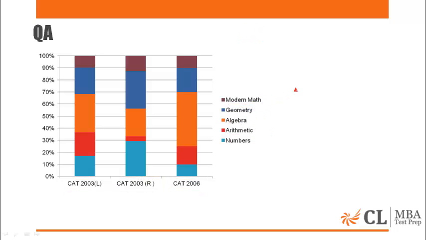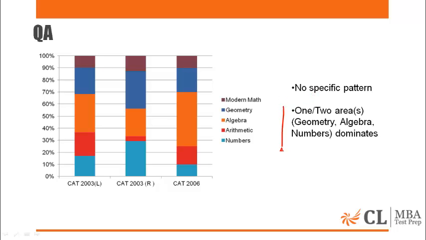So how does this look? Let's look at numbers. In the 2003 leak paper, it was slightly less than 20%. That increased, and then it came back to about 10% in 2006. How did arithmetic move? Not really significant. Then it came back and became significant. What about algebra? Significant. Bloody significant in 2006. Geometry? Significant. Really significant. Modern math is about 10% of the questions. So really nothing much can be taken out, but no specific pattern.